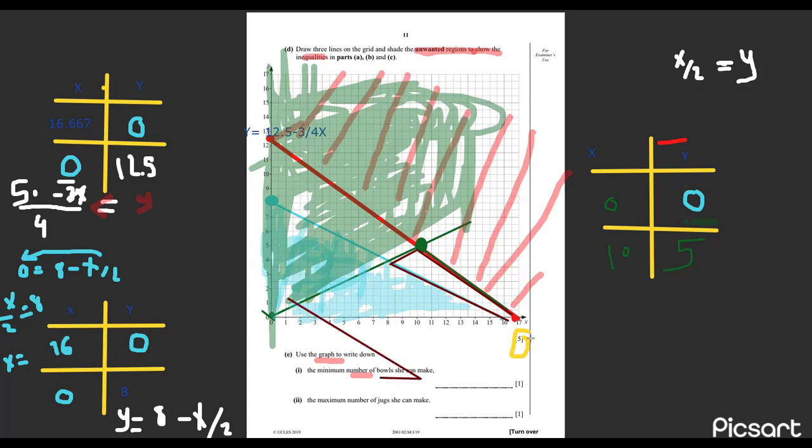The minimum number of poles she can make. For the poles, it's the x-axis. So back to the x-axis and see the minimum one here, which I think is 8. So we write it, it is 8 here. And the maximum for the y here, it is the highest intersected point, which is a maximum for the y, it will be 5. So we write it as 5.